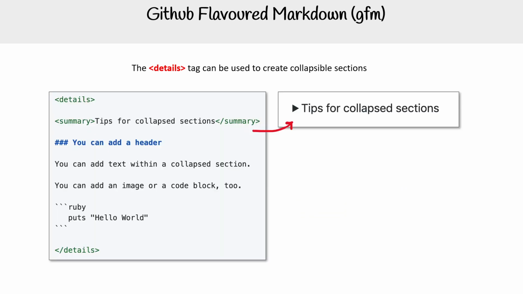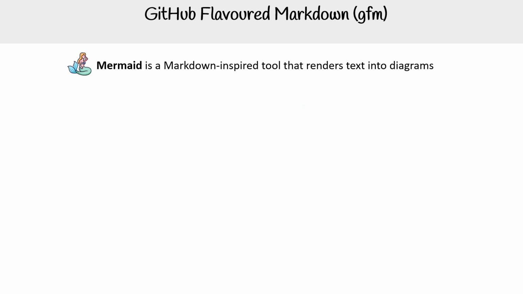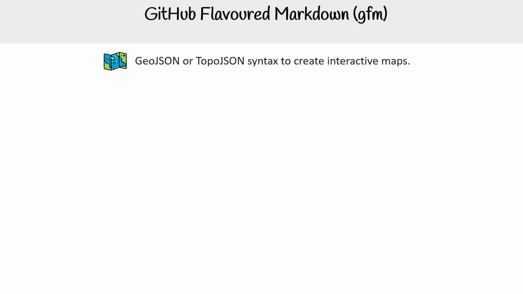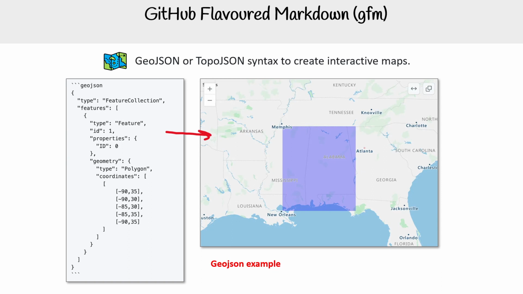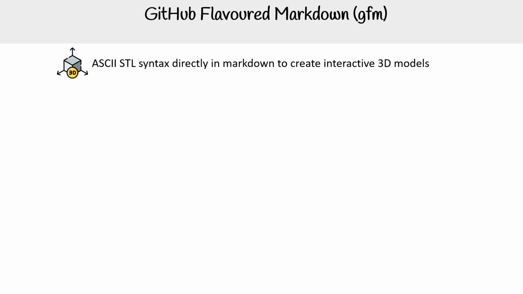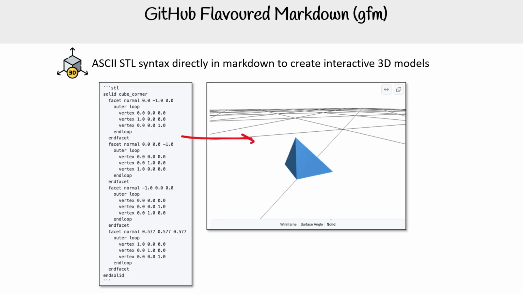They have this details tag, and this allows you to have collapsible sections. It has support for mermaid, so this allows you to render things like DAGs, directed acyclic graphs. It's just a type of graph, okay? We have GeoJSON and TopoJSON. This allows you to create interactive maps. So here's an example of GeoJSON, and then here's an example of TopoJSON. I imagine that they render a bit differently, so one might be better than the other in terms of information shown. Then we can render 3D models, so that's kind of cool.